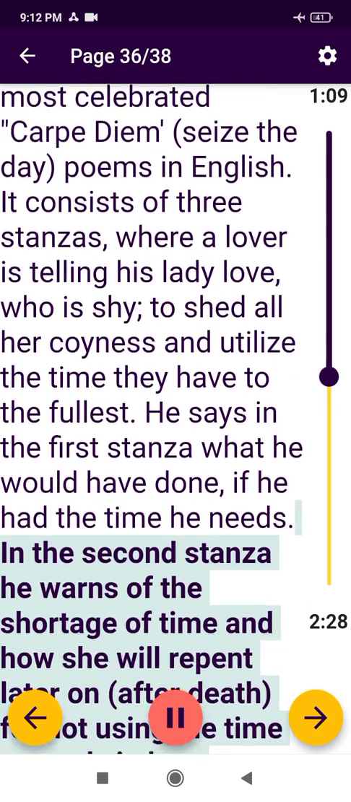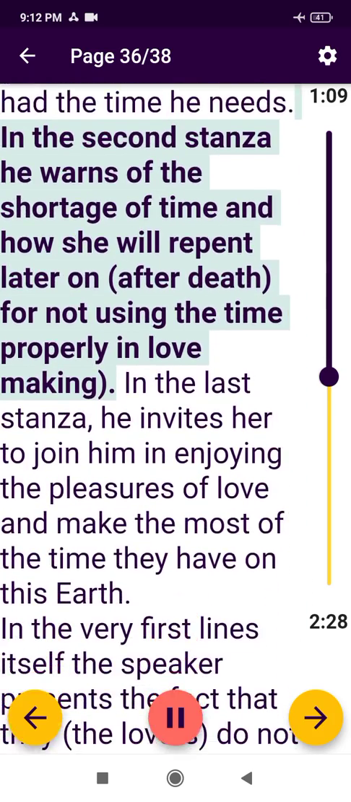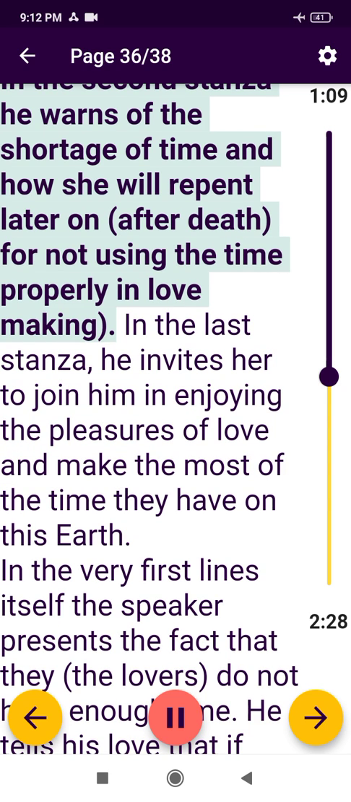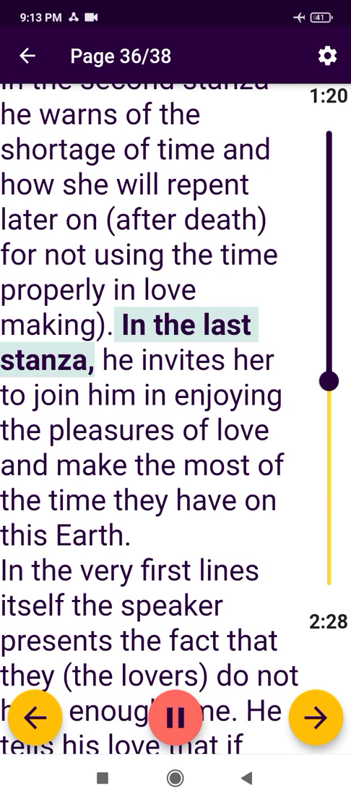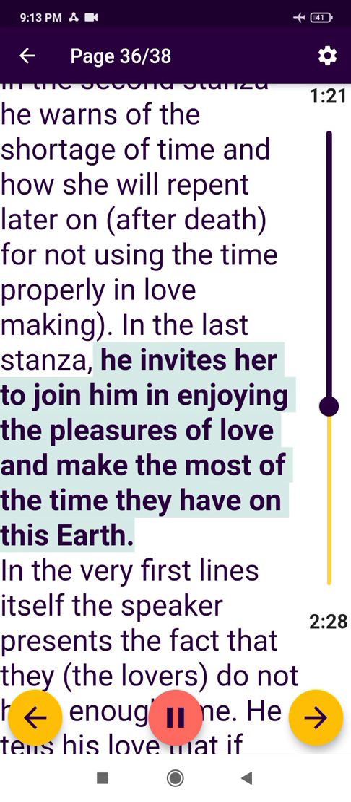In the second stanza he warns of the shortage of time, and how she will repent later on, after death, for not using the time properly in love-making. In the last stanza, he invites her to join him in enjoying the pleasures of love, and make the most of the time they have on this earth.